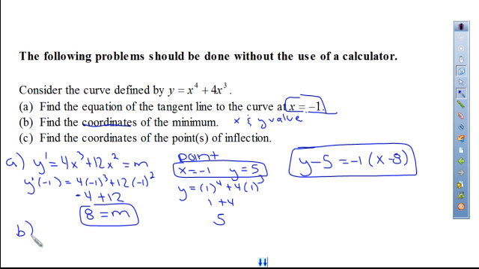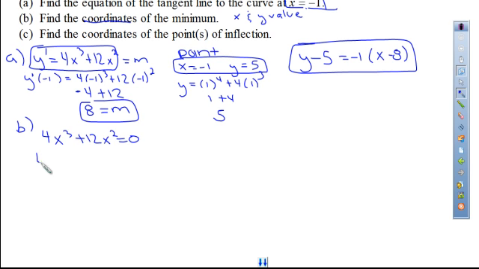Part B says, find the coordinates of the minimum. So to find the minimum values, I have to find the derivative and set it equal to 0 and find the critical points. And the critical points occur when the derivative is equal to 0 or the derivative does not exist. I already have the derivative from part A, so all I have to do is set that equal to 0 and solve for x.